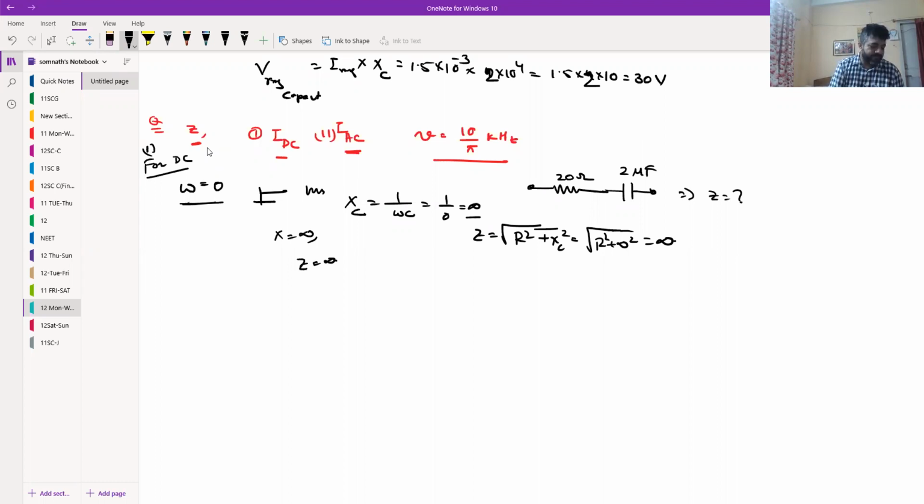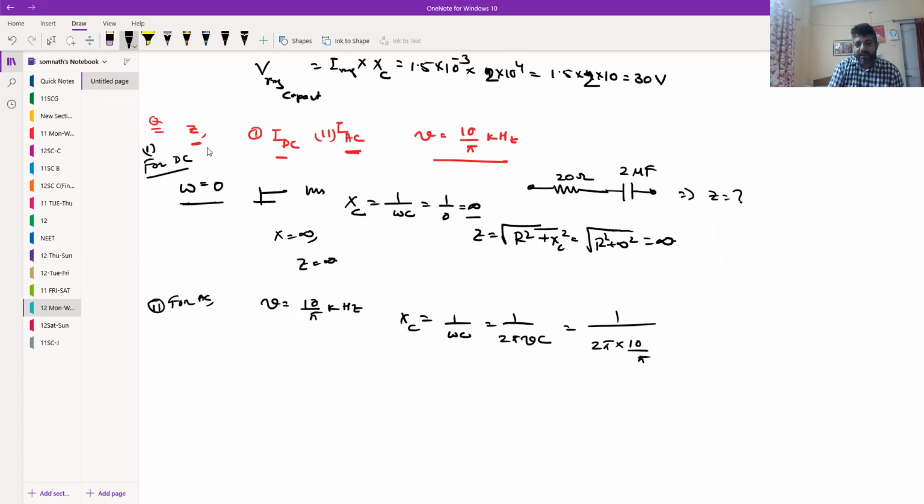Okay, is it okay? Yes, sir. Now the second part for AC. As it is AC, my frequency is given 10 by pi kilohertz. So XC is how much? I have to find out this one. 1 by omega C, that is 1 by 2 pi frequency C. So 2 pi, look, the examiner is good, gave a chance to cancel pi, 10 to the power 3, and C is 2 micro, 10 to the power minus 6.